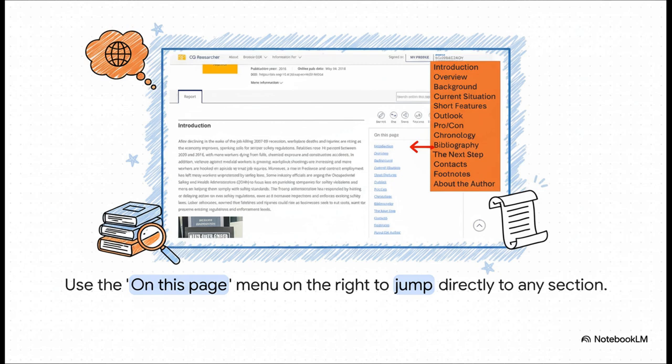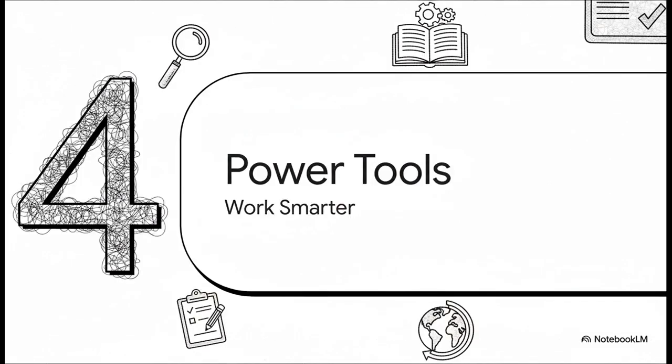And here is the absolute best way to get around. See this little On This Page menu over on the right? That's basically your personal navigation panel. If you need the main arguments, just click pro/con. If you need the history, click background. It lets you jump straight to the exact piece of information you're looking for. No endless scrolling.